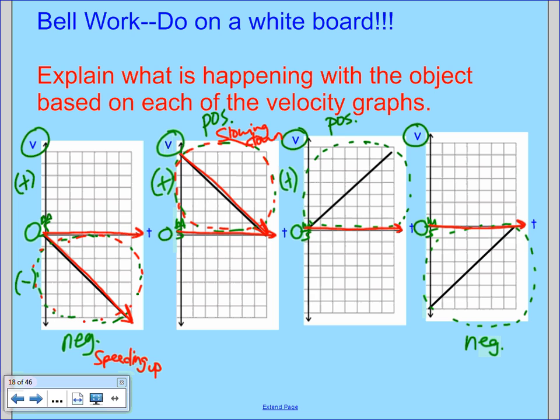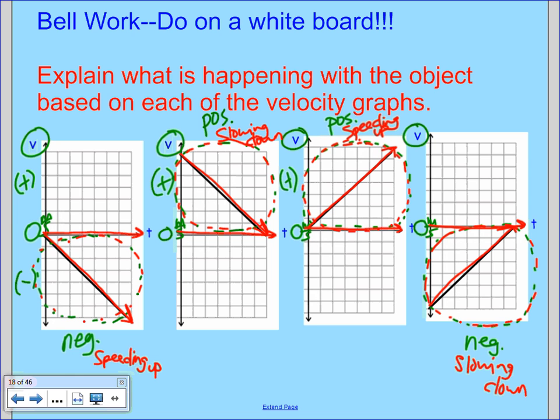In the third one, we've already figured out the object is moving away from the origin again, but notice it's moving away from 0 meters per second. Away from 0 meters per second means that it must be speeding up. And finally, the last graph, it's drawn in the bottom region, which is negative direction, but the object is moving towards 0 meters per second, meaning it must be slowing down.